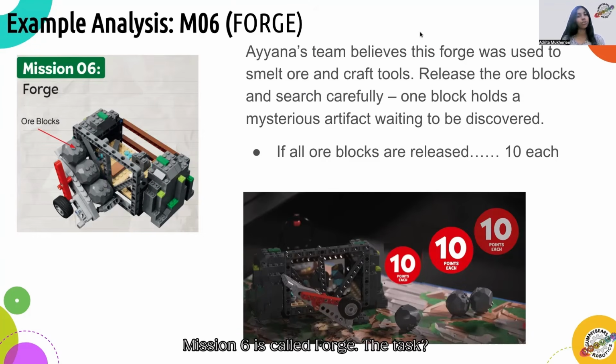Mission 6 is called Forge. The task? Release all the ore blocks from the forge, and each ore block released scores 10 points. One block has a hidden artifact, so careful, release is key. Maximum points possible come from releasing all the blocks.